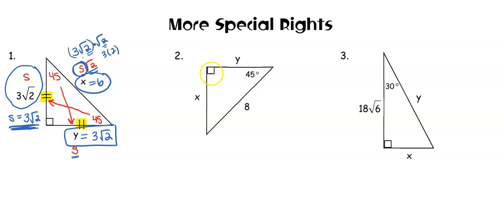Number 2, I see right angle, I see 45. That means that this is 45 again. We start off by labeling that pattern. Across from 45 is S. Across from 45 is S. Across from right angle is S root 2. All right, we want to think about what we just did over here, because when I look at what I'm given, S root 2 is equal to 8.